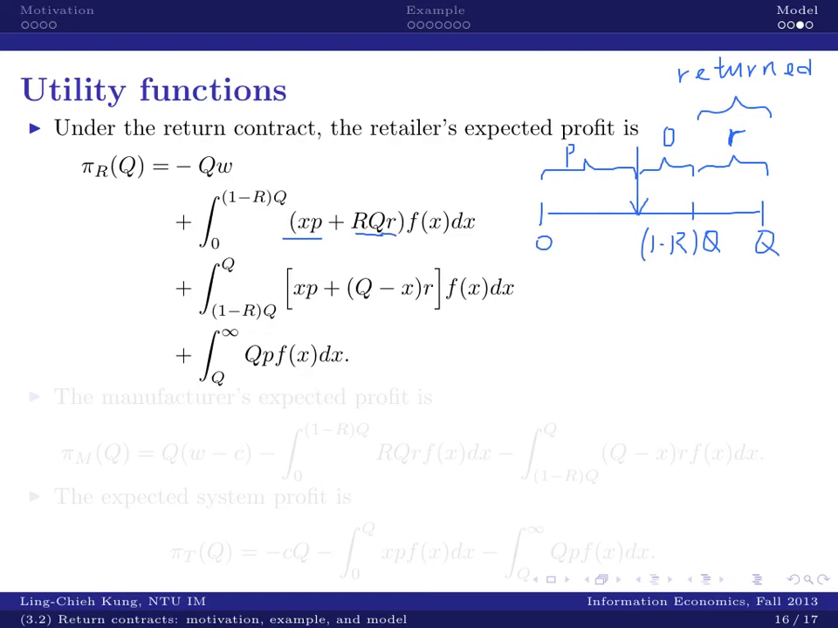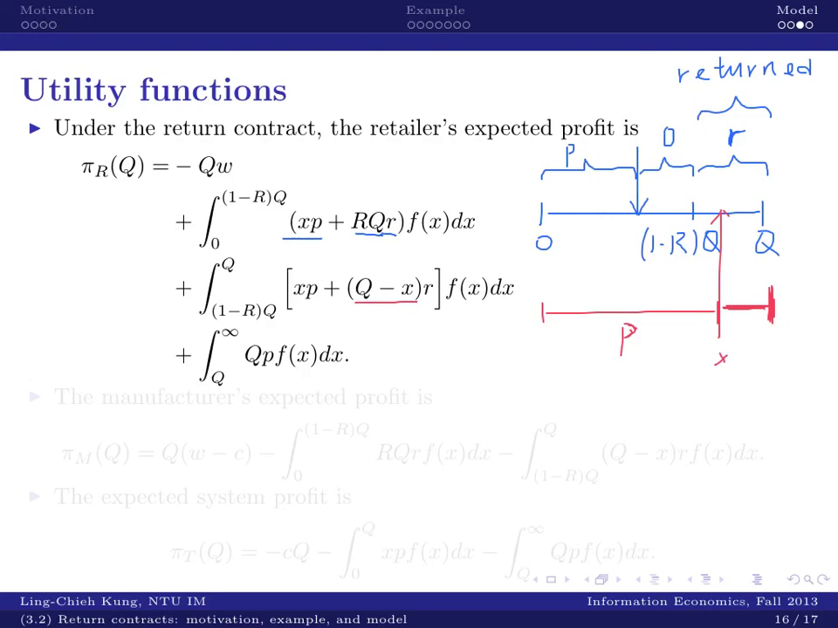For the second term, it is the situation where your demand is above (1 minus R) times Q, but still lower than capital Q. So the demand is somewhere here. In this case, for all of them here, you are going to get P because you sold all of them. But for all the remaining, you can return them because they are all allowed to be returned. And that's how you get Q minus X as the return quantity.